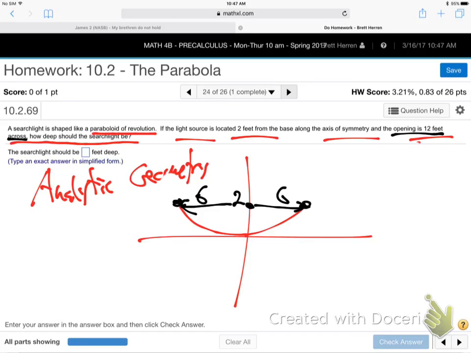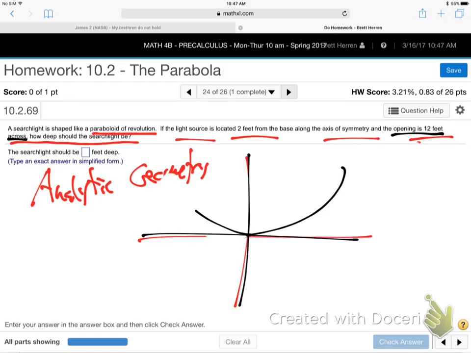All right, so they want me to find the focal point. This one is worded funny, isn't it? I don't like how it's worded. A searchlight is shaped like a parabola. If the light source is located 2 feet from the base along the axis of symmetry, and the opening is 12 feet across, how deep should the... Oh, no. A good thing I read more carefully. Wrong-o, Mr. Brett Herron. Let's try again.